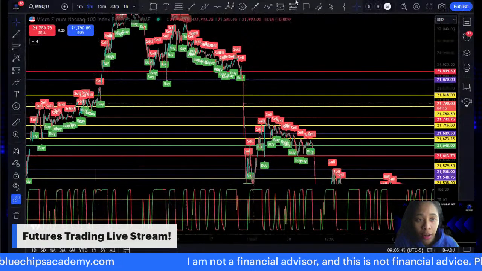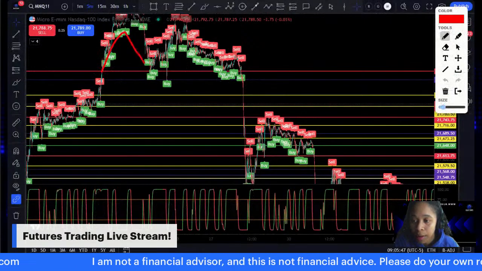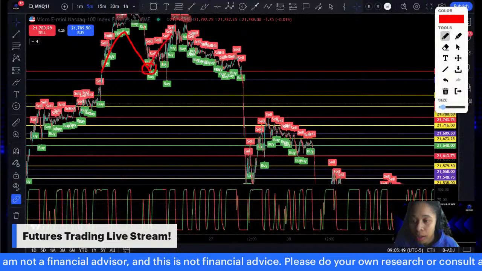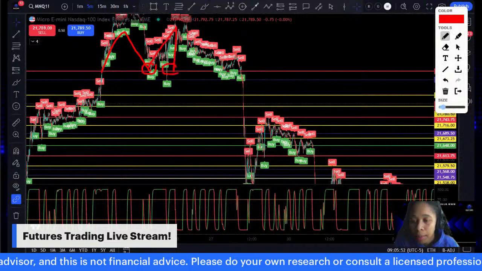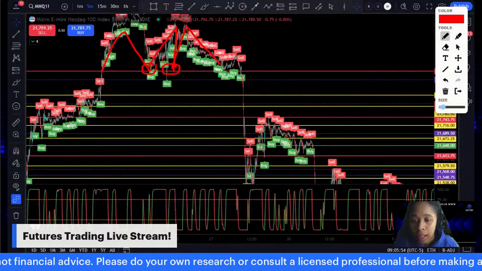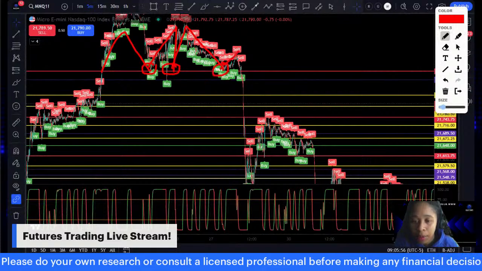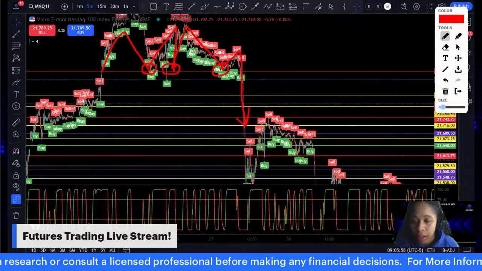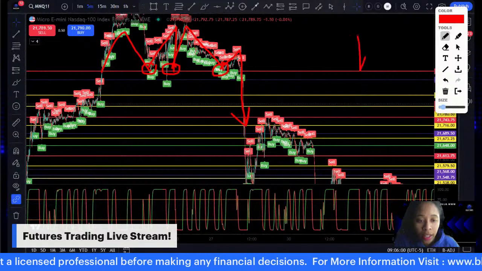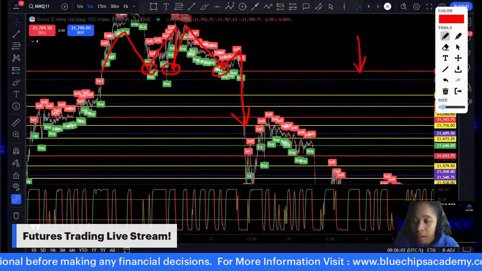So because price found support here multiple times, meaning we came down here, it bounced off and it went up. Came down here, it bounced off and it went up. Same thing here. It bounced off and it came back up. This time it finally broke through. Okay, so there's a chance that we could get a nice rejection here.